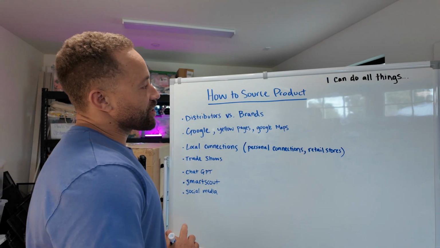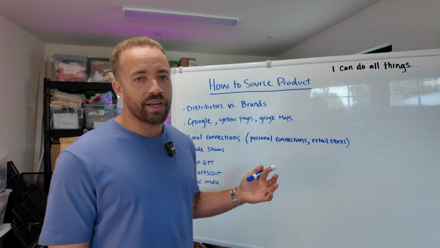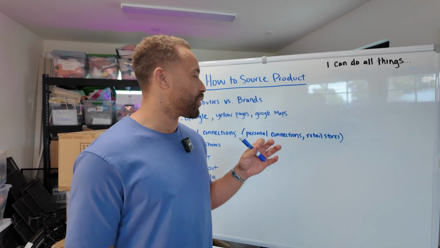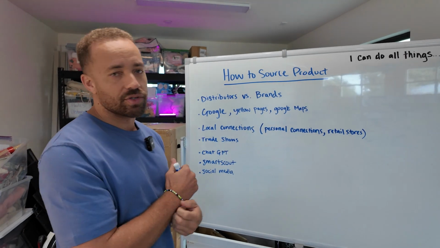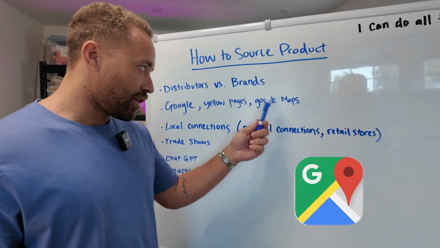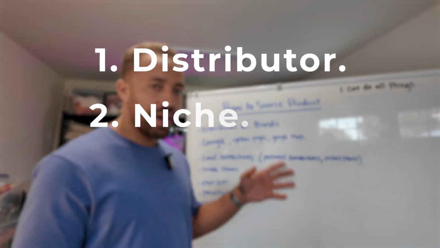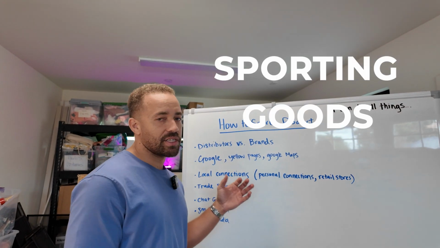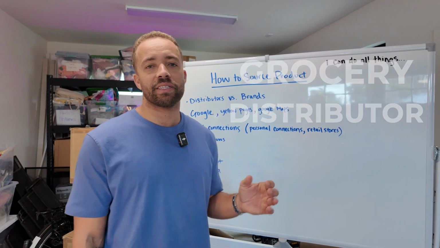So if you're just getting started, you have no idea how to source product, go on Google. It's free. It's literally free. It's the best way of doing so, and anybody can do it. There's a ton of suppliers on Google. So Google Yellow Pages and Google Maps. What you're going to do is Google distributor niche area. For example, sporting goods distributor in San Jose, California, grocery distributor in San Diego.